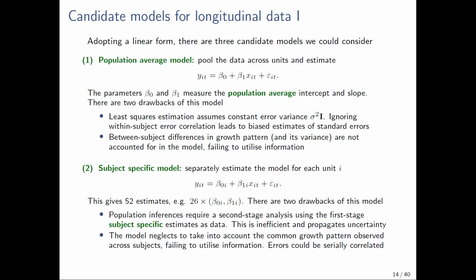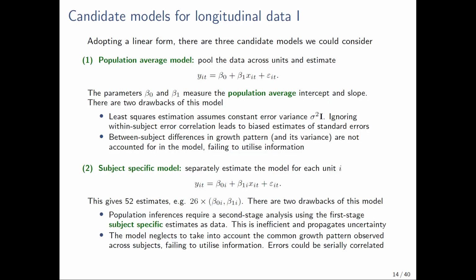First, if we want to find out about the population, population inferences would require us to conduct a second stage analysis using the first stage subject-specific data, because we've estimated this at an individual rather than a population level. And that requirement for a second stage is inefficient and could propagate uncertainty. Second, these individual models are ignoring the common growth pattern that we observe across individuals. Again, we're failing to use the information in the data. By separately focusing each model on an individual, we're not generating inference collectively from across the population as a whole.